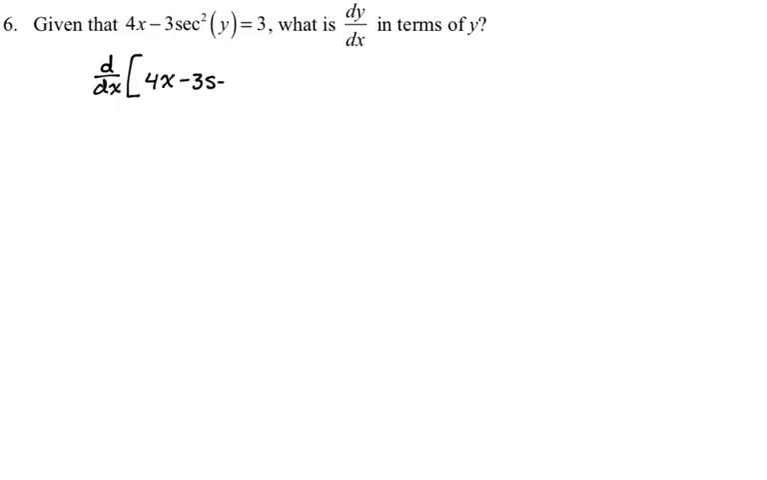So I like to show this step. Actually, I like to forget to show this step. I should show this step because it will prevent me from making the most common error, which is to forget the derivative of a constant is 0. So on the right-hand side, we're just going to get 0. Number one mistake people make.